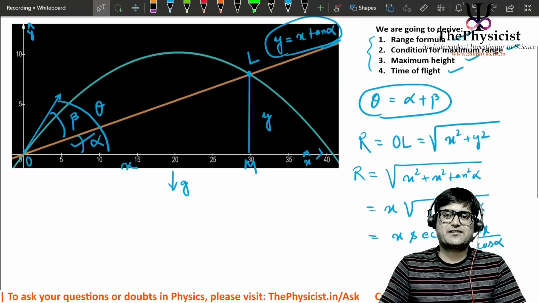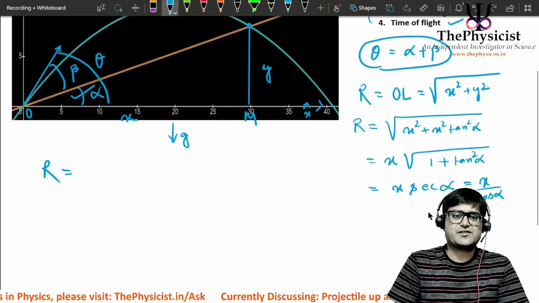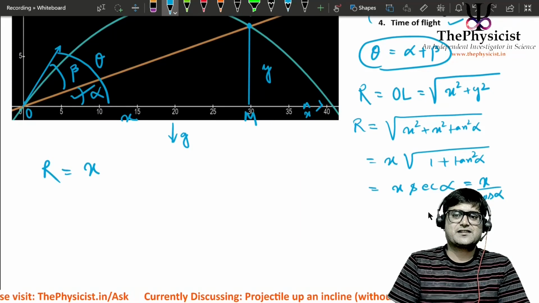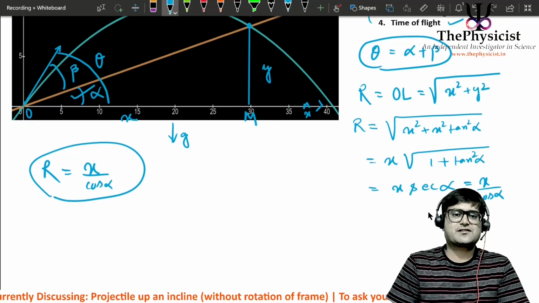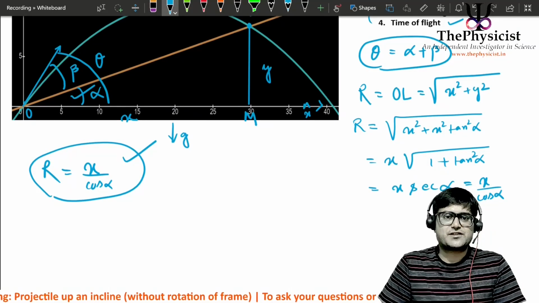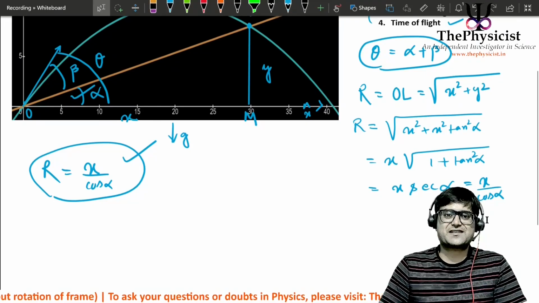So let me first note this thing. The range will be x by cos alpha. For now, let's be happy with this. But now, what exactly is x? x is the x coordinate.